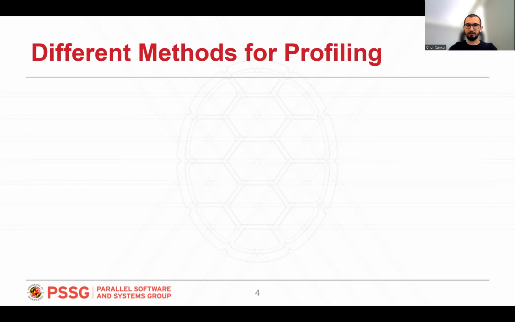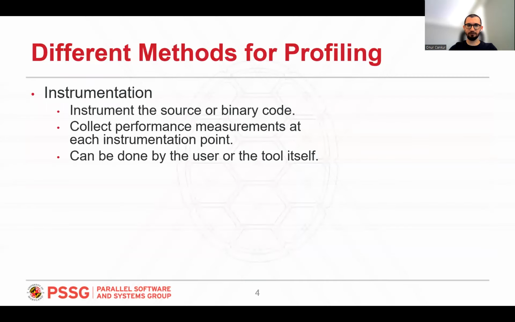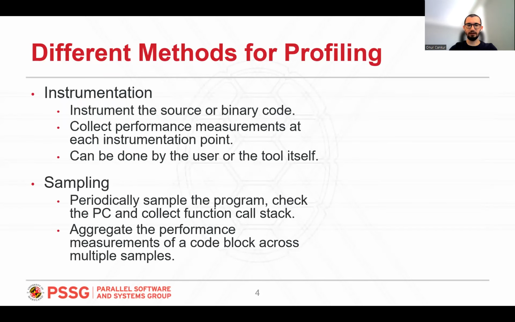As I mentioned, there are different methods for profiling. One of the methods is instrumentation, and it can be done by instrumenting the source or binary code. Instrumentation basically collects performance measurements at each instrumentation point, and it can be done by the user or the tool itself. The other method is sampling. It periodically samples the program, checks the program counter, and collects the function call stack. It aggregates the performance measurements of a code block across multiple samples.